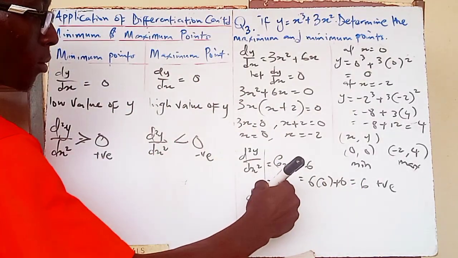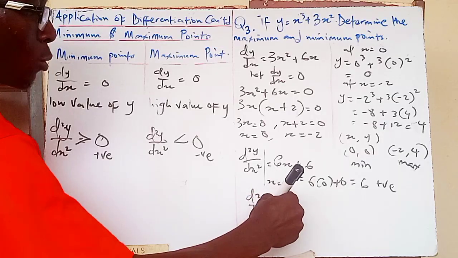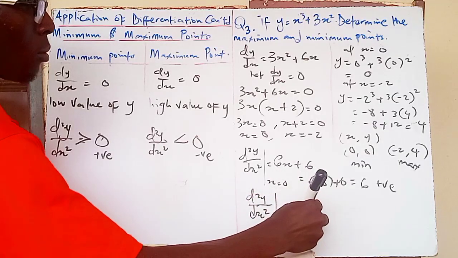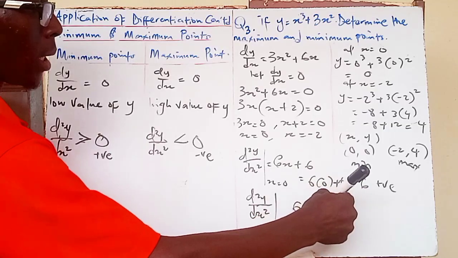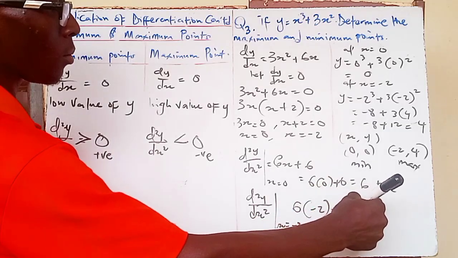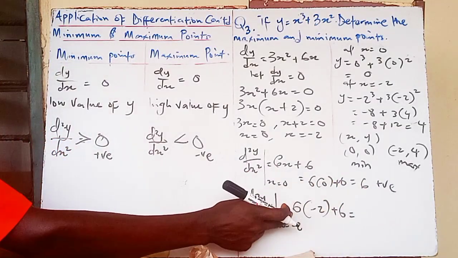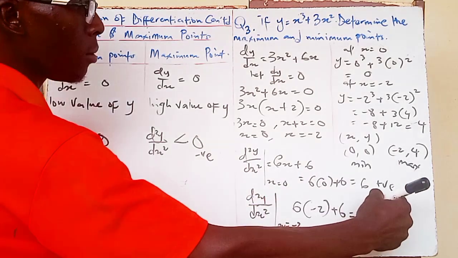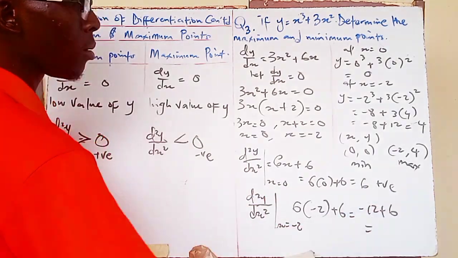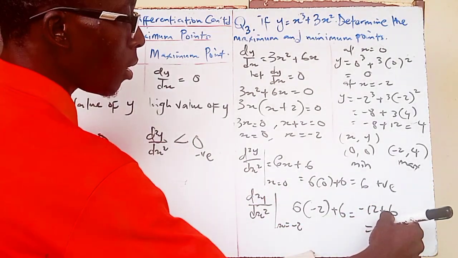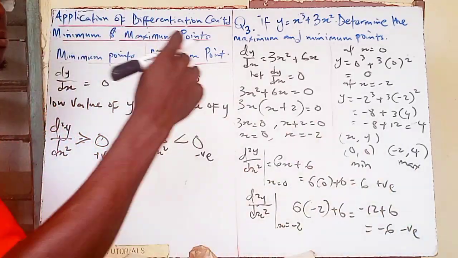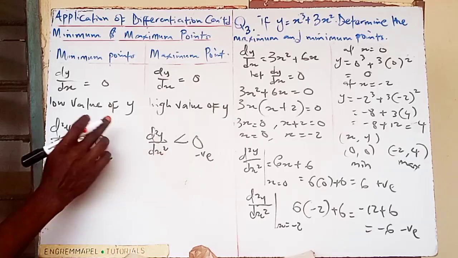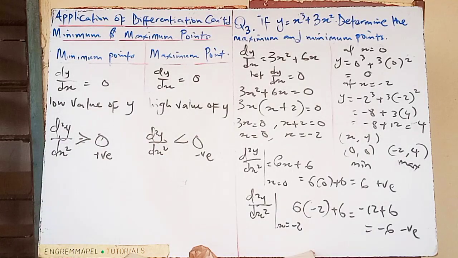Now let's do the second one. d squared y over dx squared at x equals to minus 2, that will be 6. Let's just insert it directly. Minus 2 plus 6 will give us what? This is minus 12 plus 6, right? Minus 12 plus 6, that will be what? Minus 6. You can see it is negative, and that is the maximum point according to what I did here. So that's just it for this case.